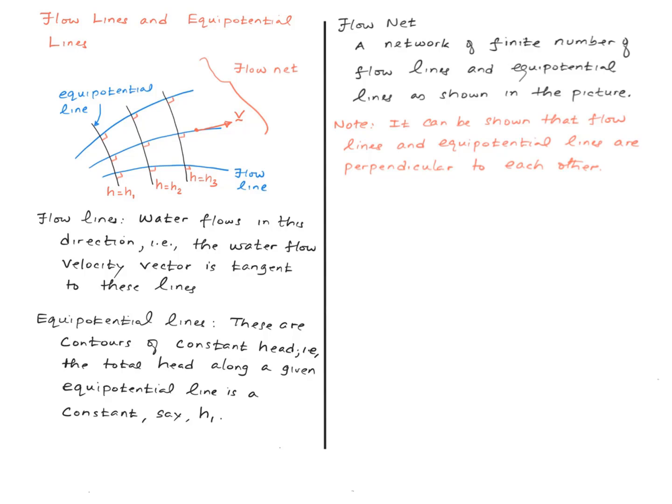Well, while we are at it, let me also define what is called a flow net. So a flow net is basically a network of finite number of flow lines and equipotential lines, like shown over here. I won't do this here, but it can be easily shown that the flow lines and the equipotential lines are perpendicular to each other.